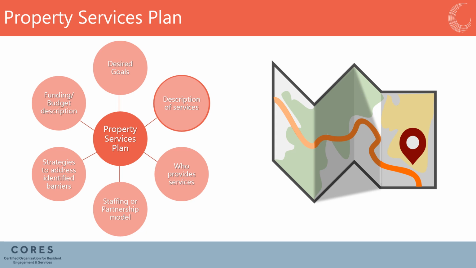Second, who's providing the services? Another important element of the property services plan is detailing who provides services at the property. Is there a full-time resident services coordinator? If so, is there any other supplemental staffing, such as from regional resident services staff, a community health worker, or after-school program? All the staffing providing services on site should be clearly outlined in your plan.